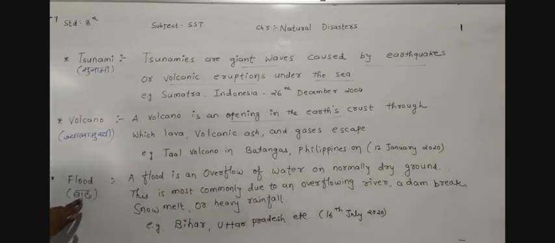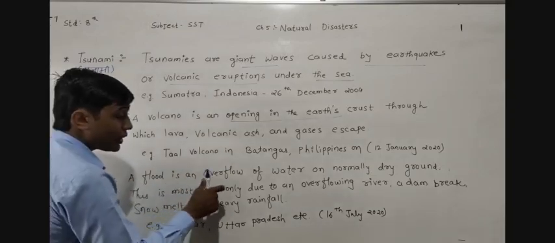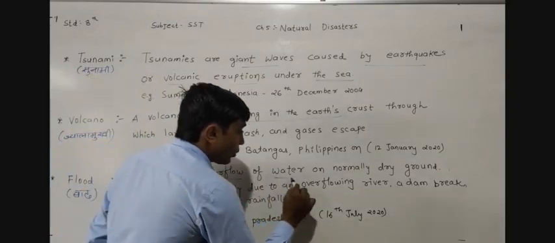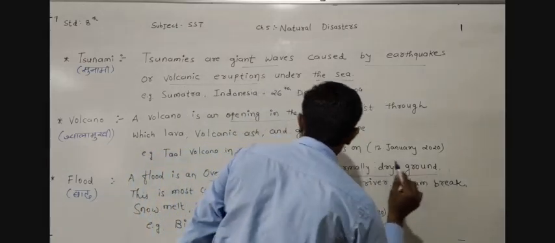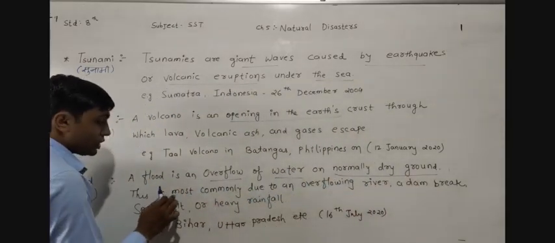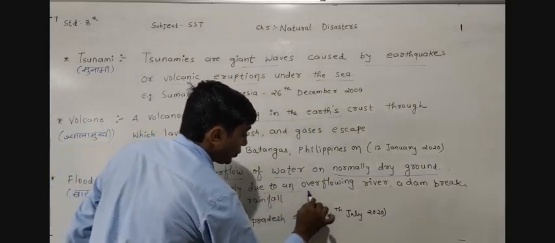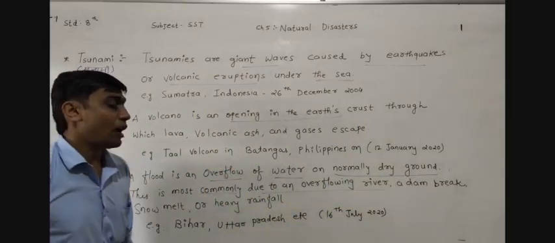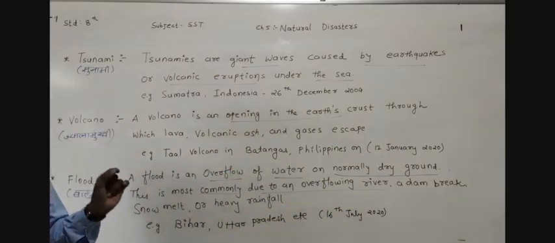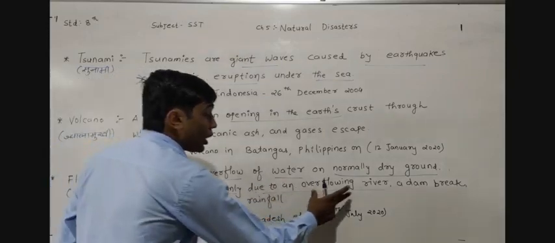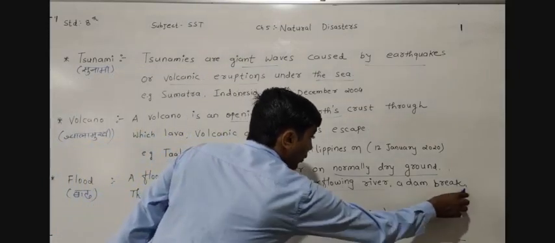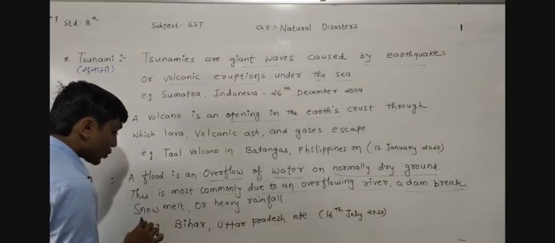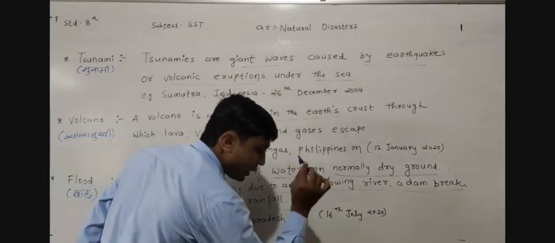Third one, next is the flood. Flood means baadh. A flood is an overflow of water on normally dry ground, and this is most commonly due to an overflowing river. How does the flood happen? Flood is there due to an overflowing river or dam break or snowmelt or heavy rainfall.